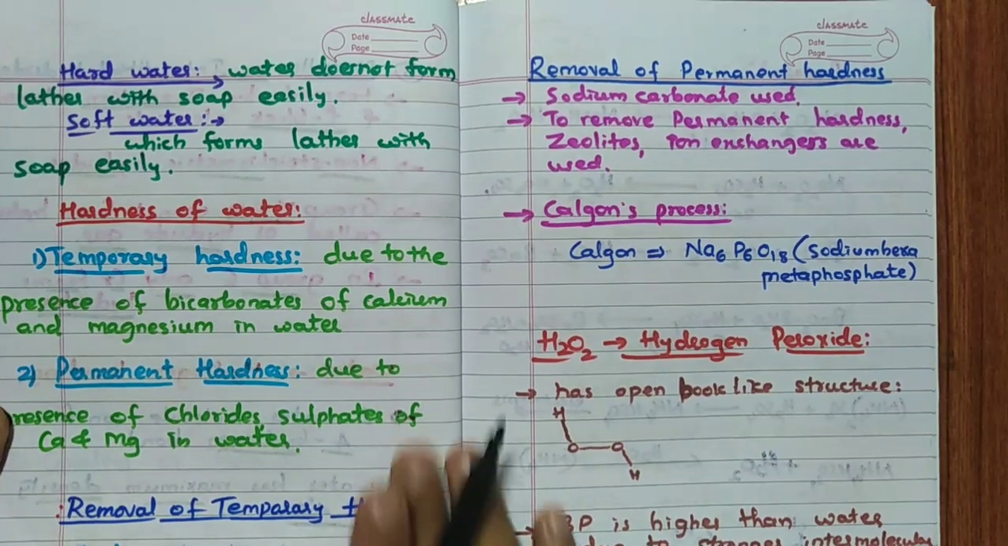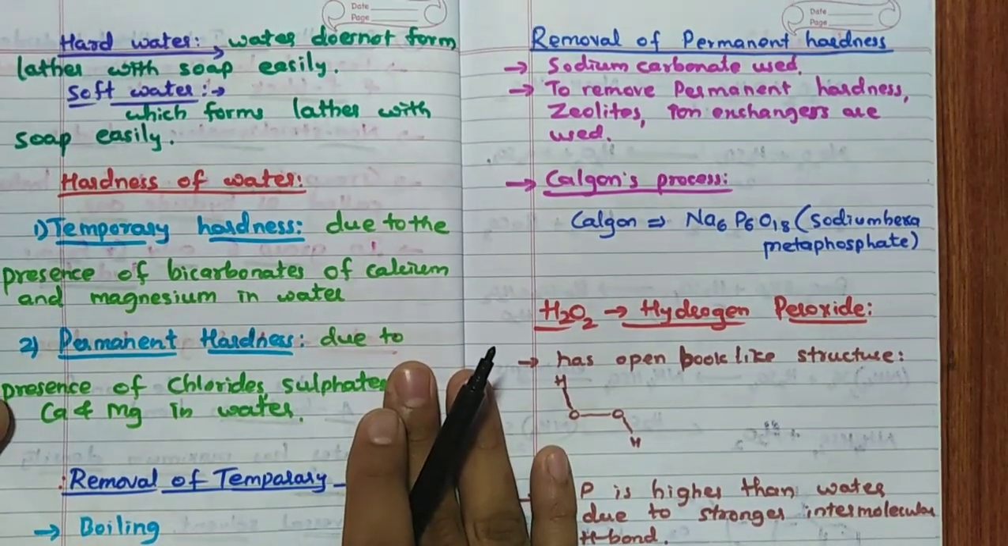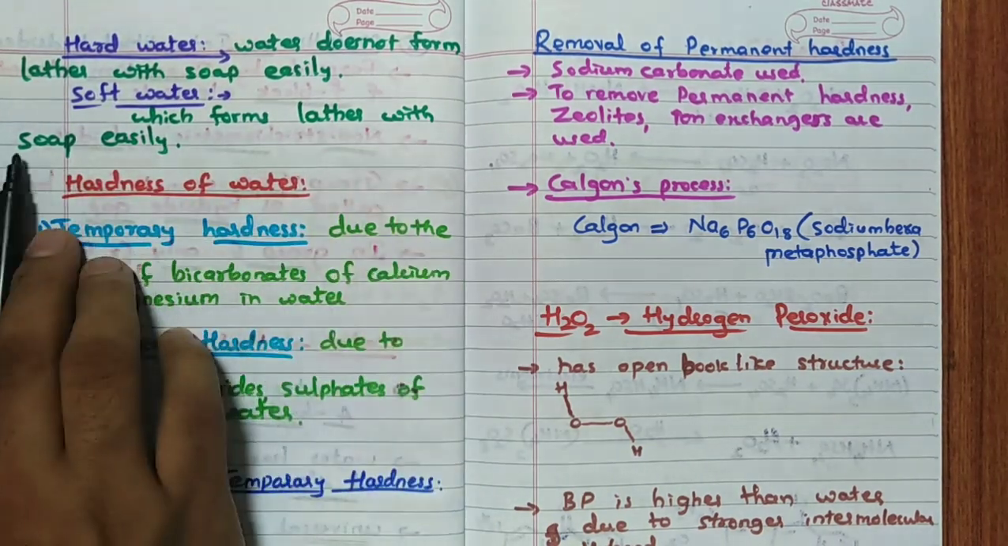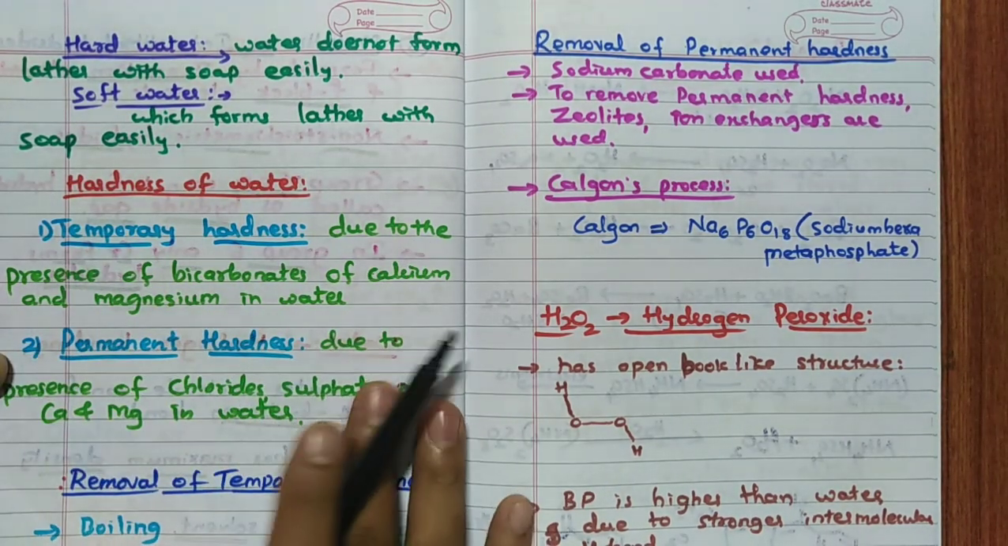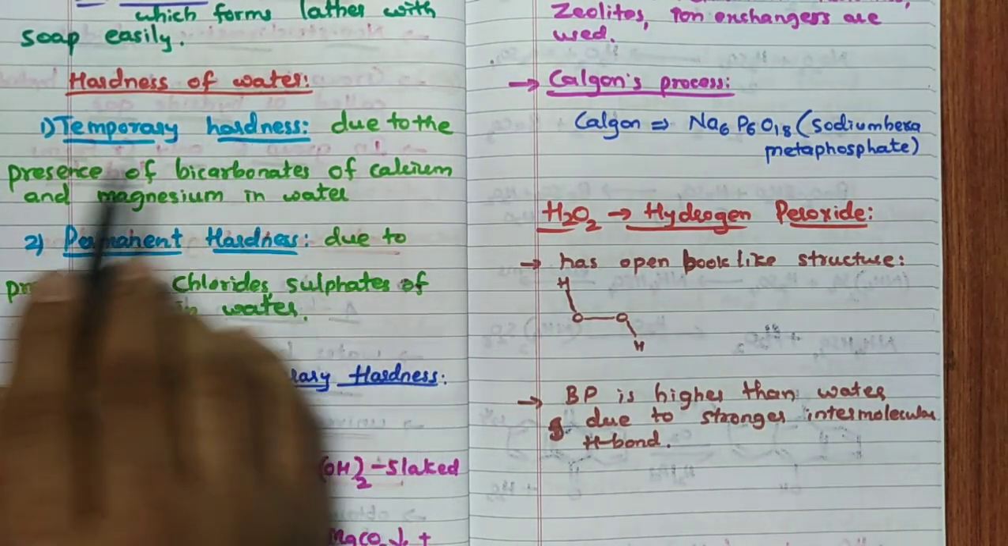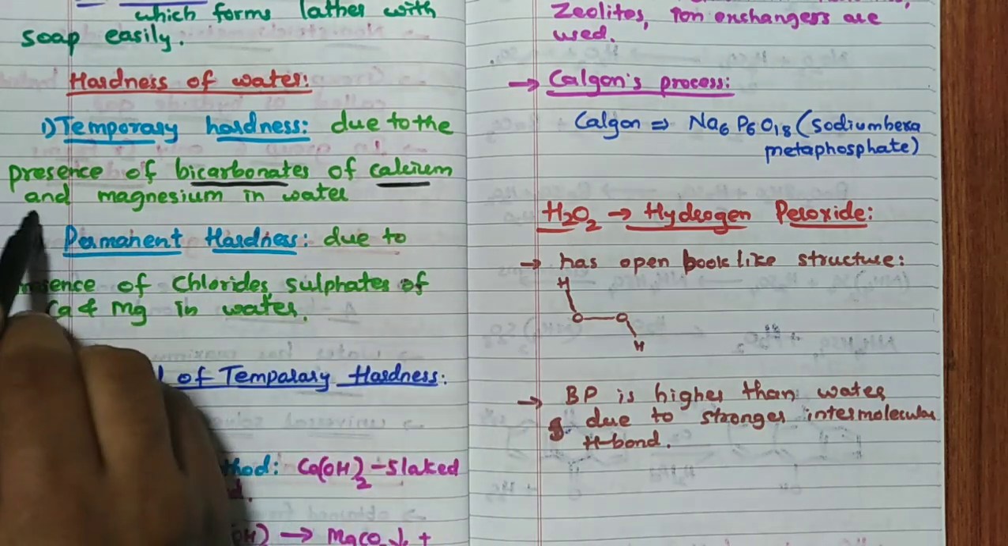Then remember hard water and soft water. We know that hard water is water in which soap does not form lather easily. Soft water can form lather easily. There are 2 types of hardness, temporary hardness and permanent hardness. Temporary hardness is due to the presence of bicarbonates of calcium and magnesium.